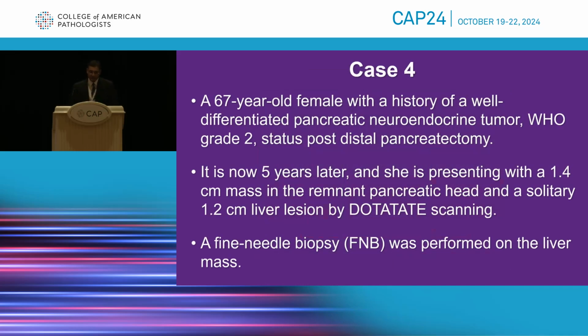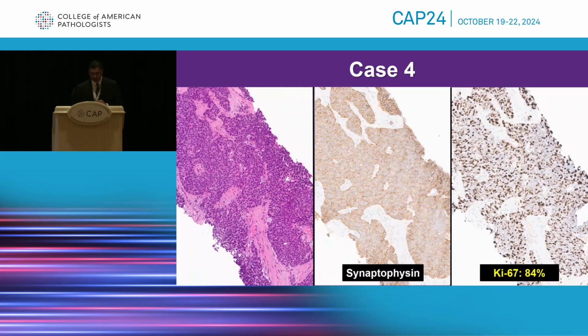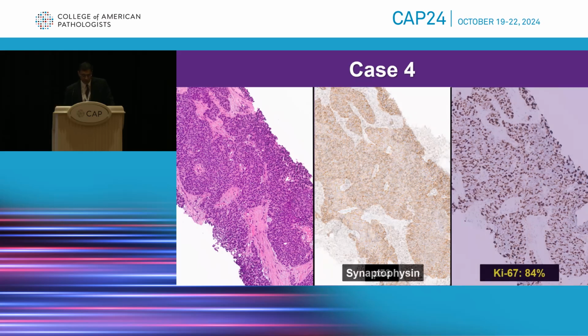So let's go back to our case: a 67-year-old female with a history of a grade 2 well-differentiated neuroendocrine tumor, status post distal pancreatectomy, now presenting 5 years later with 2 masses, one in the remnant pancreas and another one in the liver. A biopsy of the liver lesion was performed using a beveled FNB and revealed a cellular neoplasm organized in nests and trabecular architecture with diffuse expression of neuroendocrine markers, and Ki67 was through the roof, over 80%.